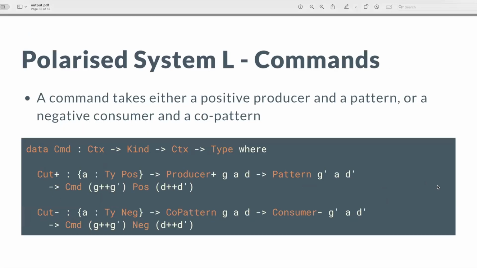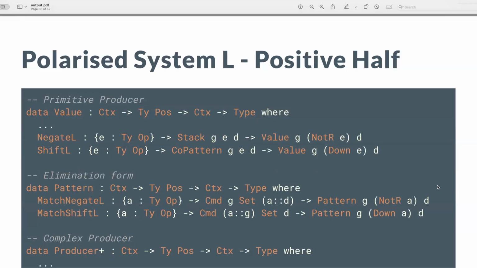Okay, so now let's look at the combined calculus. First we'll look at the commands. Now they're indexed by kind, so we have positive commands and negative commands. Positive commands are the thing from the positive language: they always take a positive producer and a pattern. Negative commands always take a co-pattern and a negative consumer. So that's just a disjoint combination.